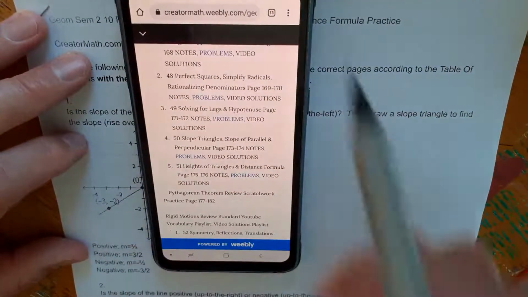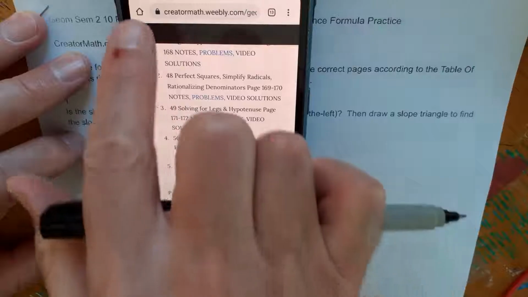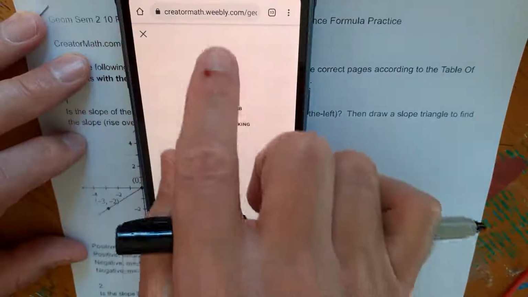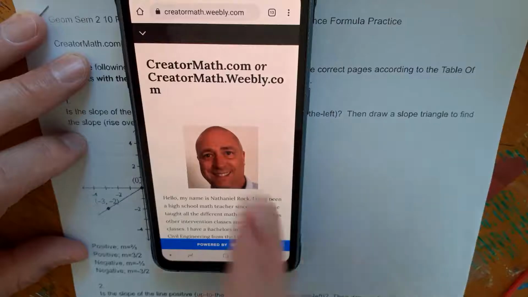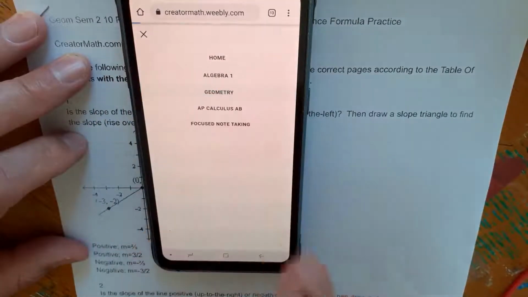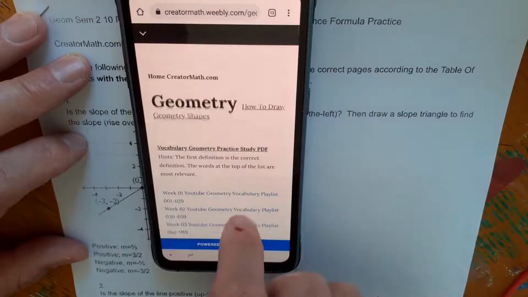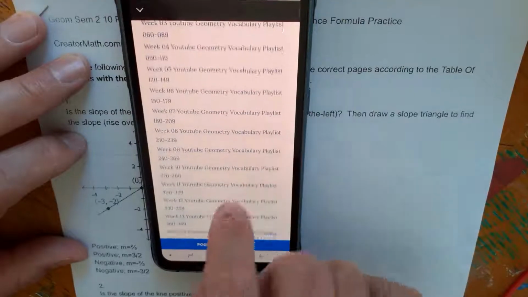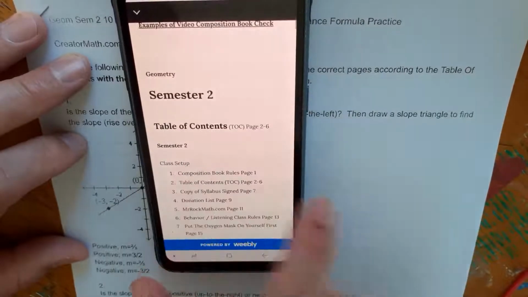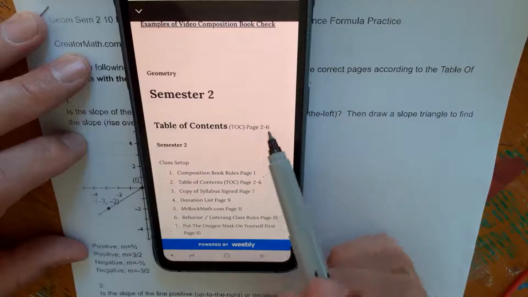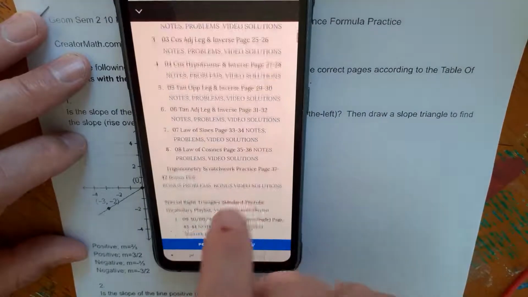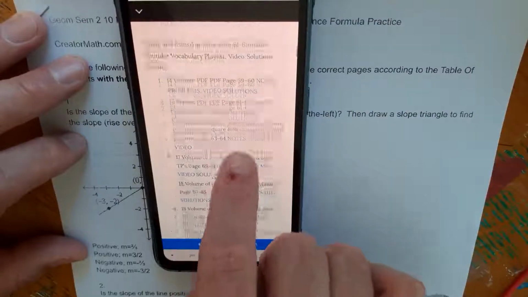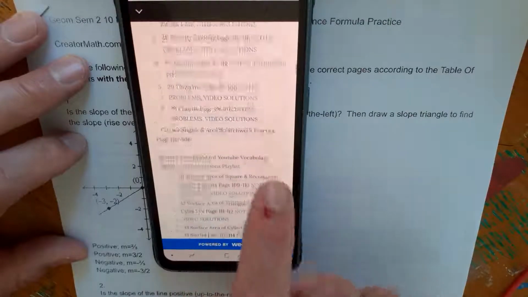Just to model a little bit, go to creatormath.weebly.com. The home page looks like this. Go to the Geometry tab where all the notes are and all the videos are. Pass by the vocabulary. Find the table of contents for semester 2. You should have already copied all this on pages 2 through 6 of your composition book. Find the right unit. This is a unit on Pythagorean Review.